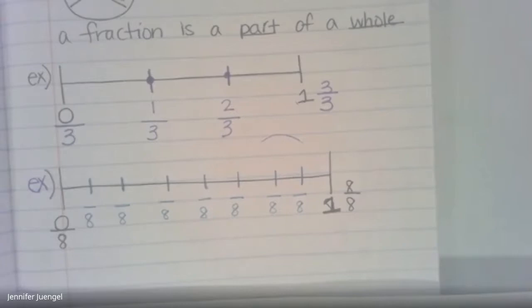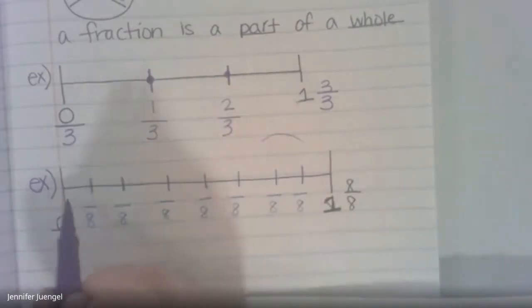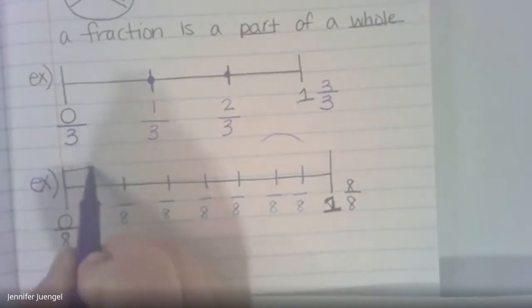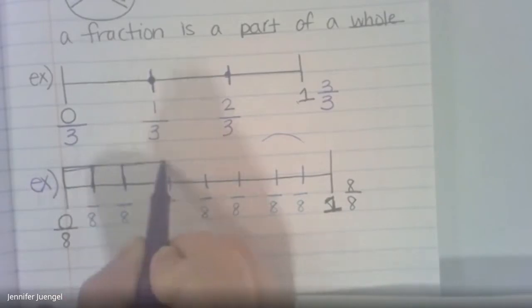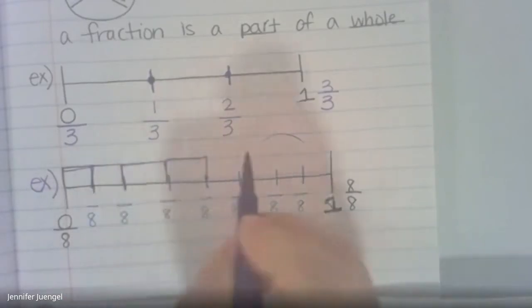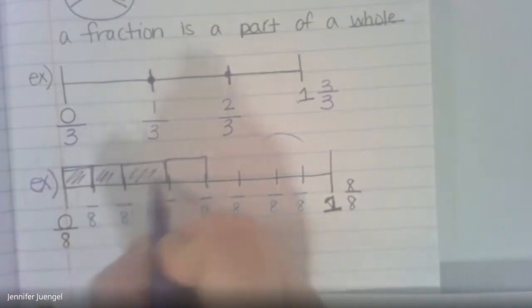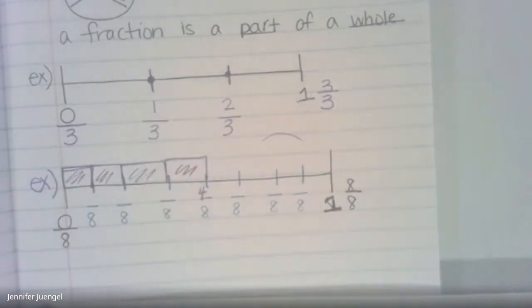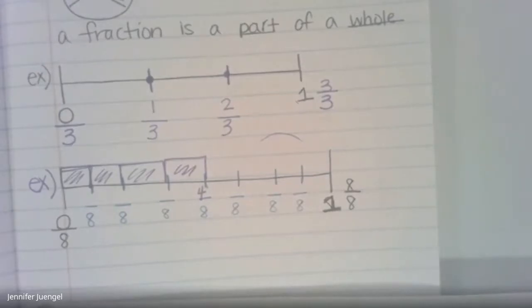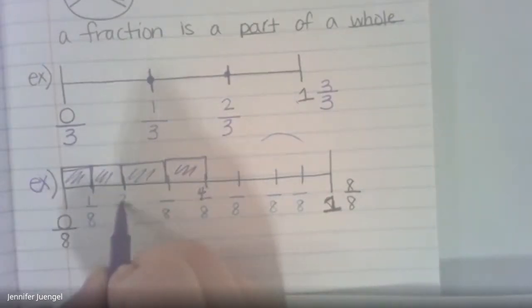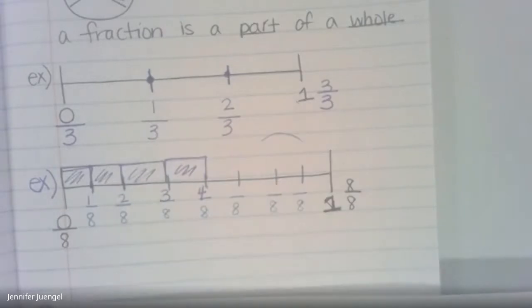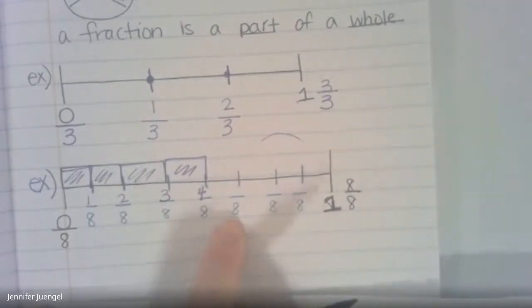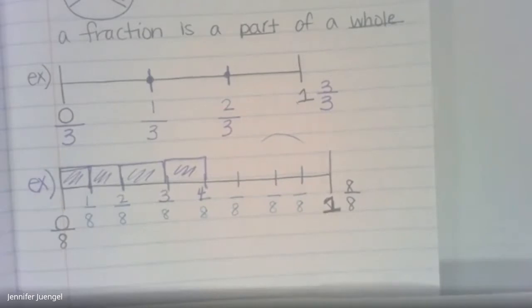So if I want to find 4 eighths of my number line, I'm going to shade in 1 eighth, 2 eighths, 3 eighths, 4 eighths. So if I shade all of those eighths in, 4 eighths is my fraction that I have covered. So that means that 1 eighth, 2 eighths, and 3 eighths are also all included. And you can continue on to see what the rest of our numerator figures would be.